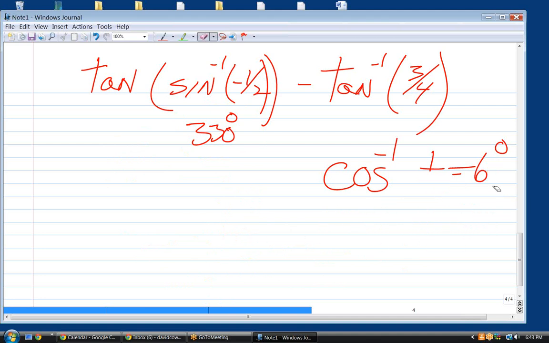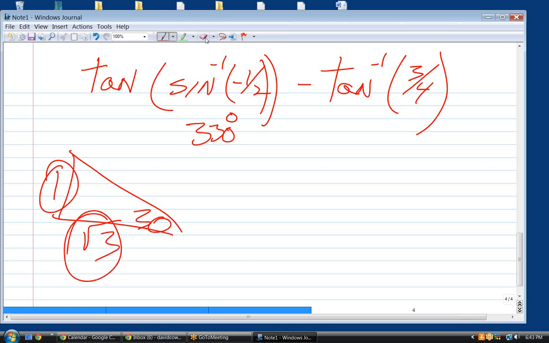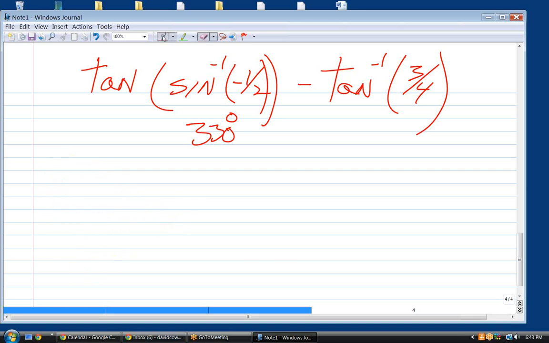So what is the tangent of 330 degrees? Tangent of 30 is root 3 over 3? Yes, 1 over root 3, which is root 3 over 3. Positive or negative? We're in the fourth quadrant, remember. In the fourth, it's negative. I did third. Negative root 3 over 3.